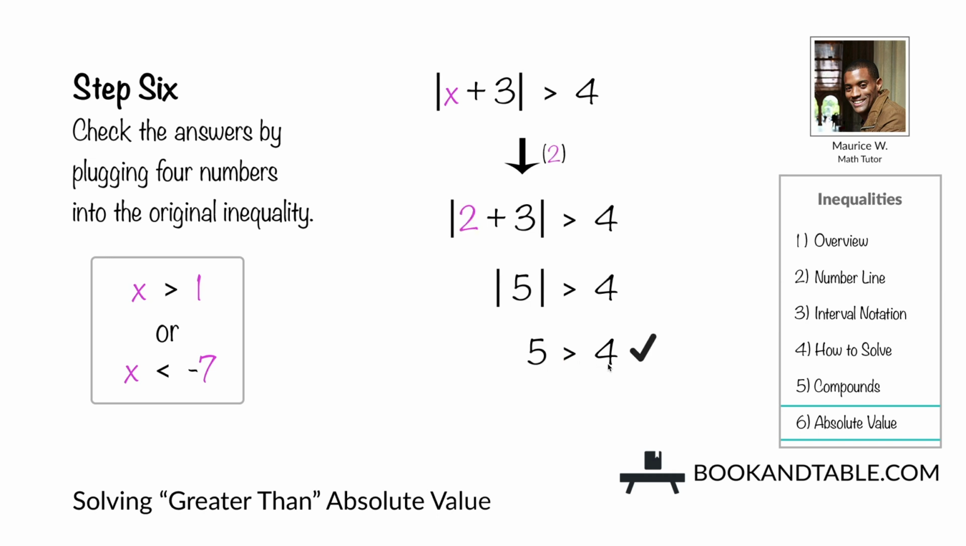And now we plug in 2 for x, giving us 2 plus 3, which is 5. The absolute value of 5 is 5, giving us the true statement 5 is greater than 4. So those two numbers prove that this interval is correct. So we see the answer to this question is x is greater than 1 or x is less than negative 7. And that is how you go about solving greater than absolute value questions.